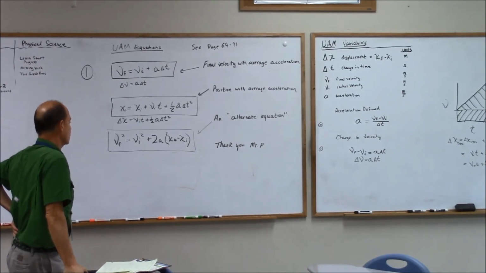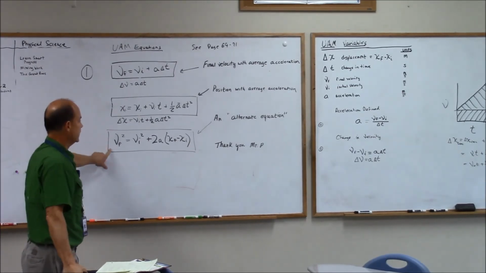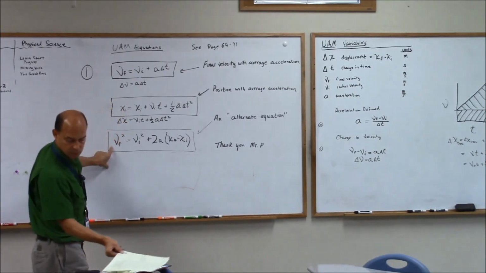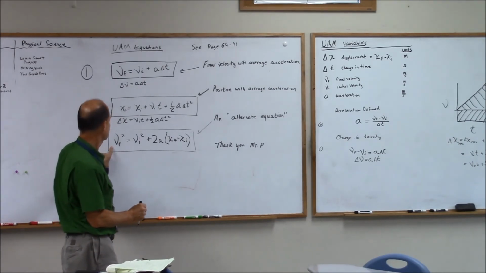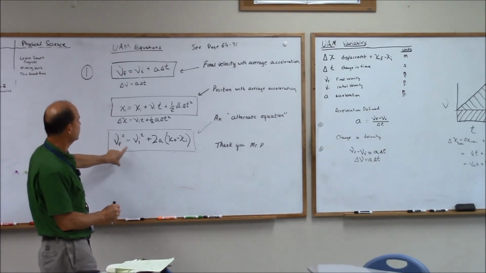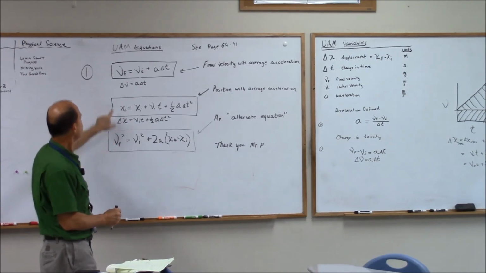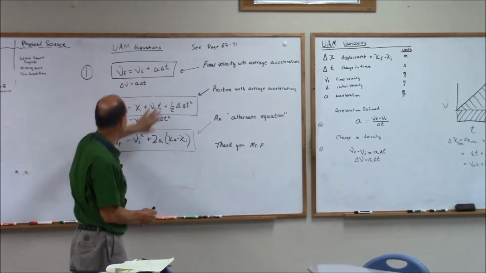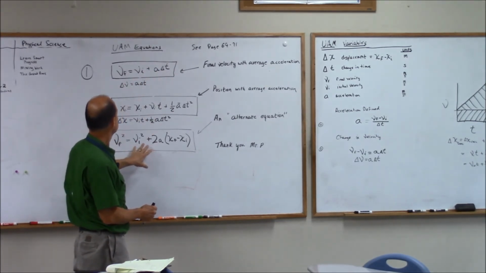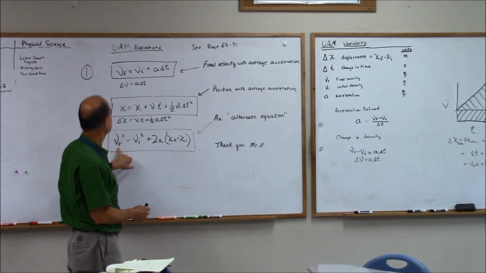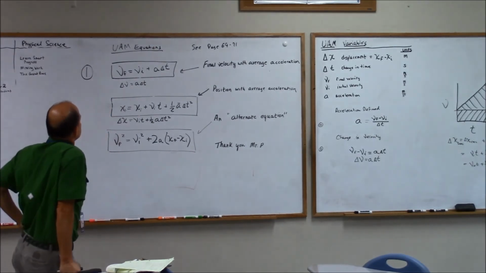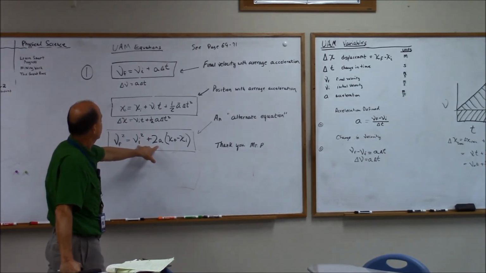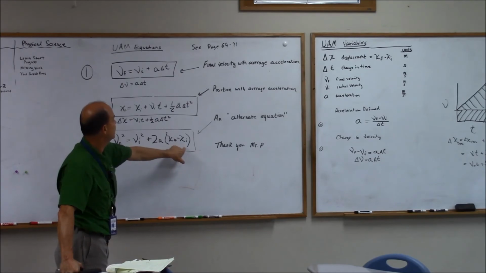What does that last equation find? This is finding final velocity. You'd have to unsquare it, but it's finding final velocity when you know the initial velocity and the acceleration and the time. This is finding the final velocity if you know the initial velocity and the acceleration and the change in position.